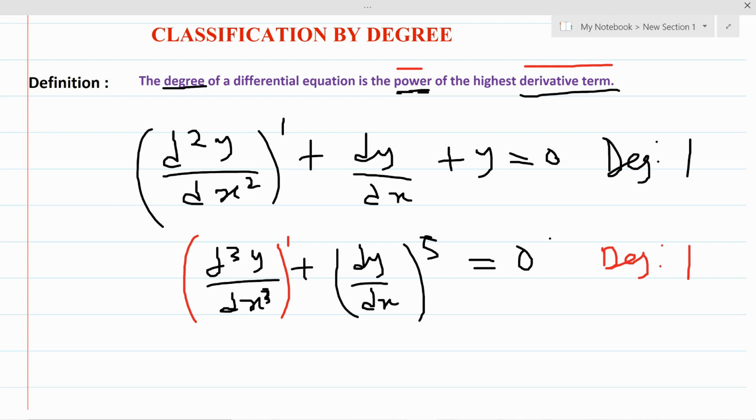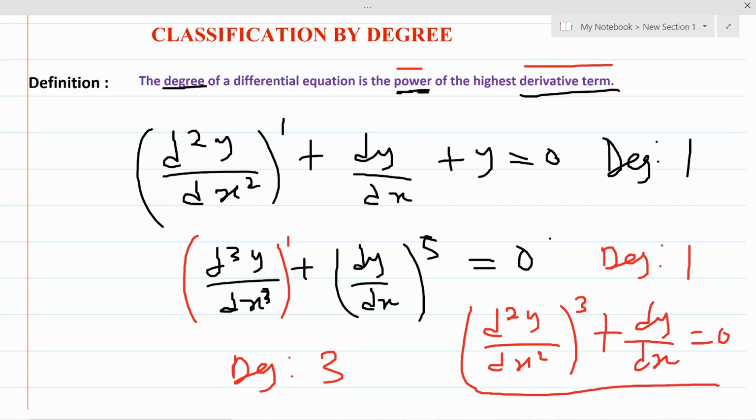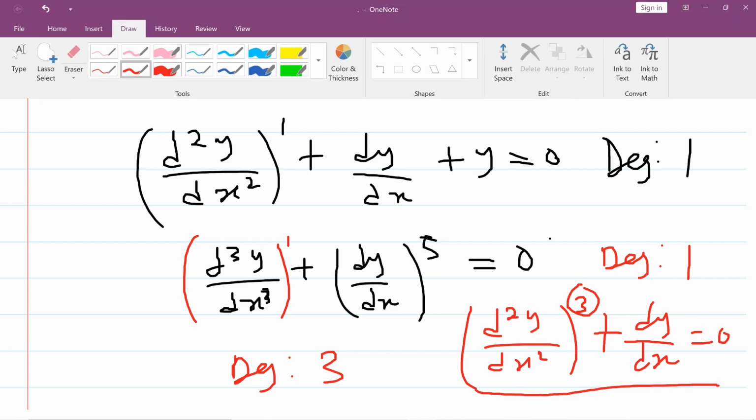So if you have something like d squared y dx squared all to the power 3 plus dy dx equals 0, the degree is 3, because the highest derivative term in our differential equation is raised to the power 3. I hope this is clear. All right, so let's continue with the introduction.